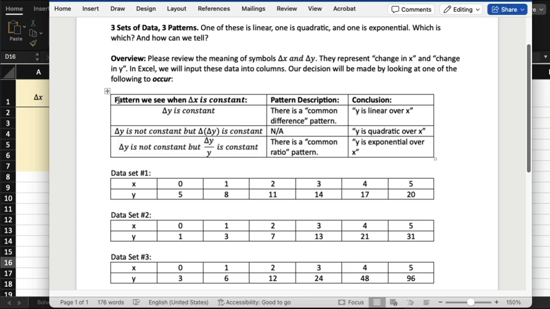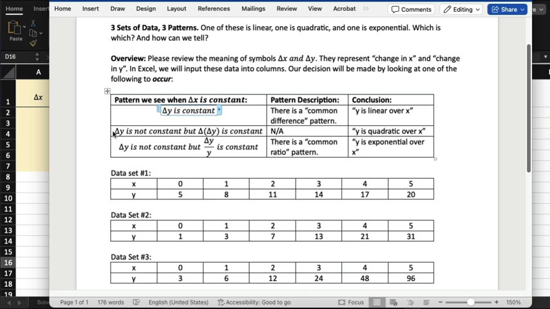So we're going to see, first of all, that delta x is constant. That is required. We need the delta x's to be constant in order to establish the pattern from our data. So start with calculating your delta x and make sure that that is constant. The first possibility then is that delta y is constant, and that means that y is linear over x. It means that we have a common difference pattern. So you can copy this into your notes. When delta y is constant, there is a common difference pattern, and that means that y is linear over x.